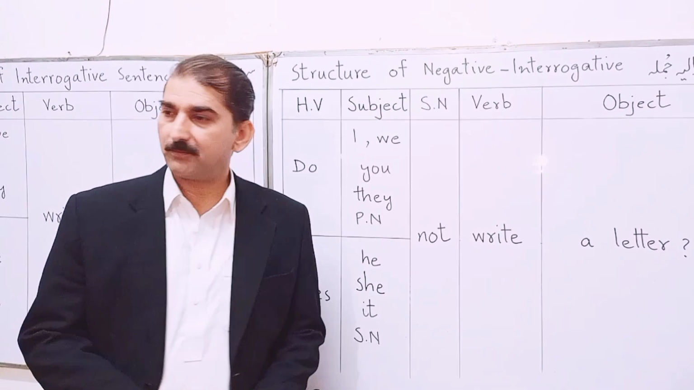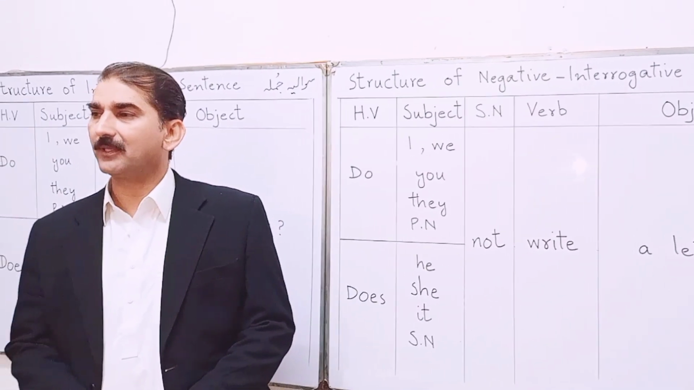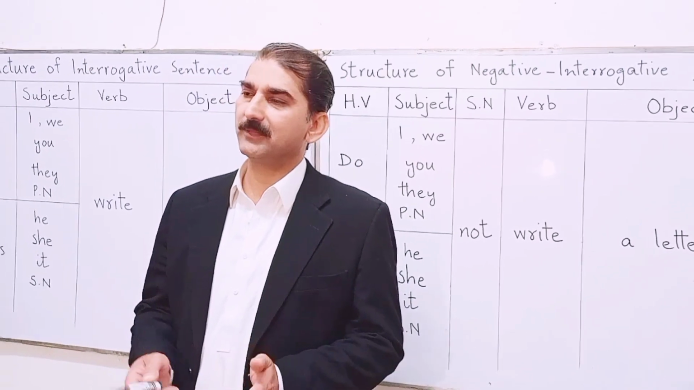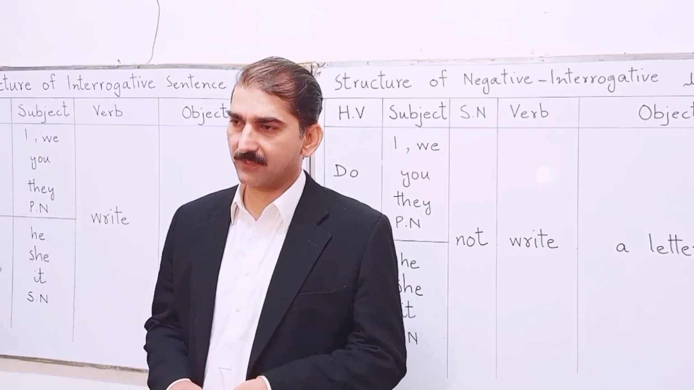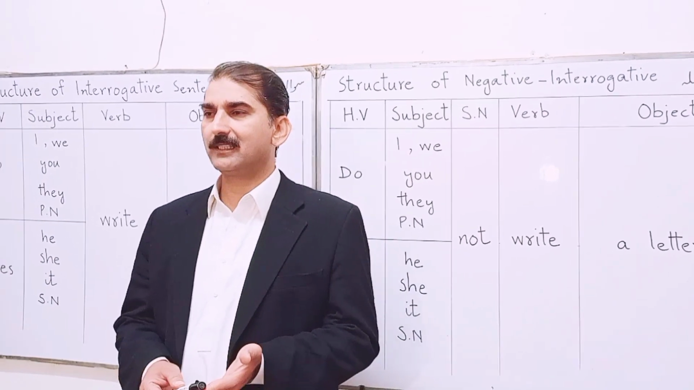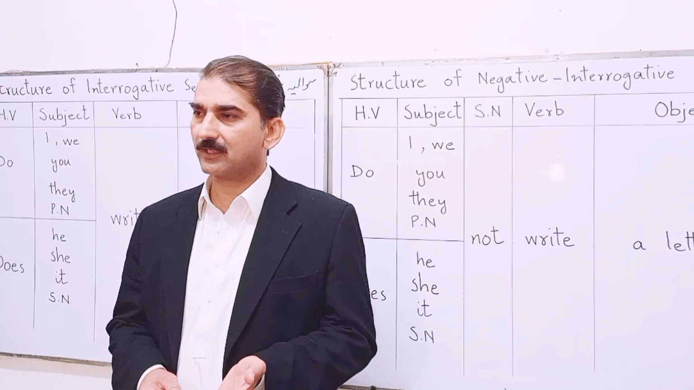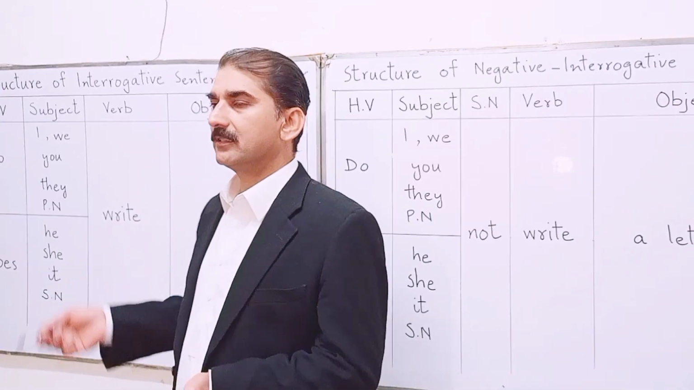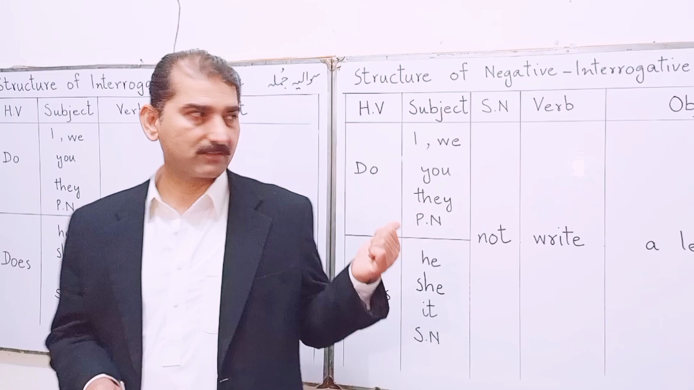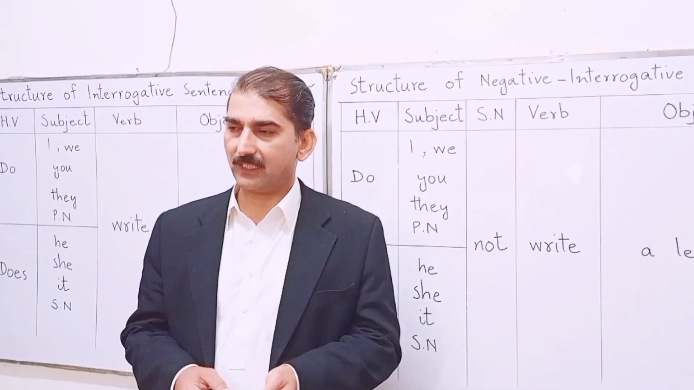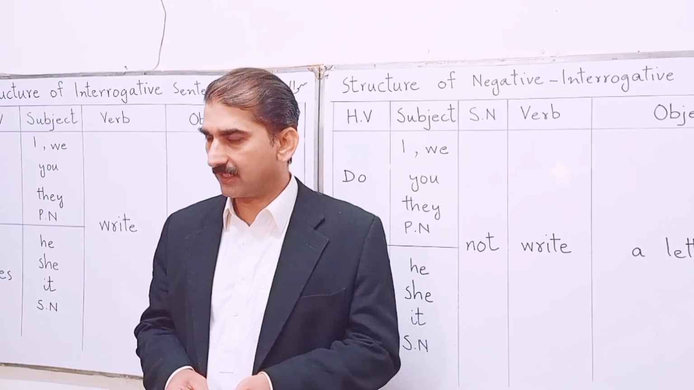These are the basic structures of an affirmative sentence. Means how we can mold an affirmative sentence into 4 different types. First, we learned about an affirmative sentence. After that, we learned about negative sentence. After that, we learned about interrogative sentence. And at last, we learned about the structure of negative interrogative sentence in present indefinite tense.